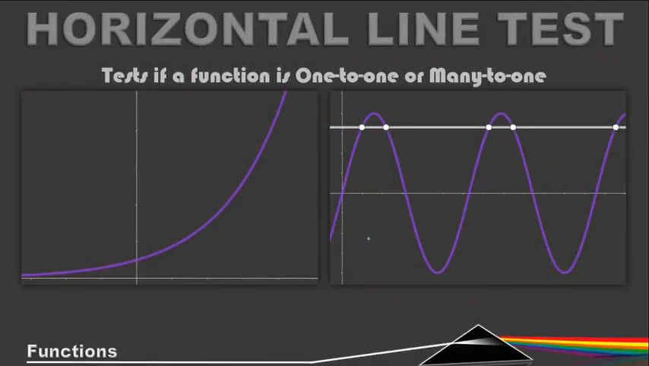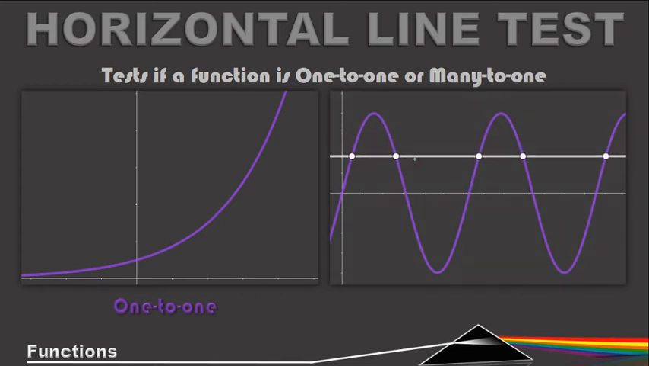Then the horizontal line test, that is to determine if your function is a one-to-one or a many-to-one. Now, if you pull a horizontal line over your function and it only cuts it once, then it's a one-to-one function. For every value of x, there is only one y value. That's a one-to-one function.